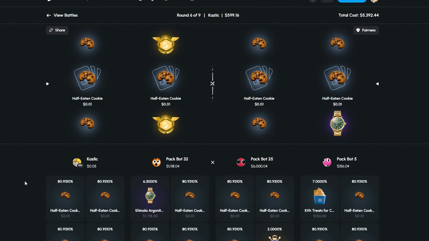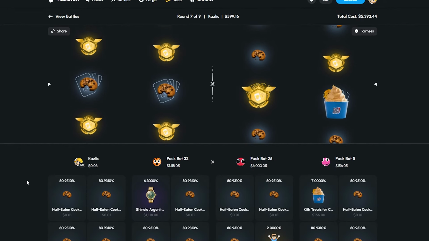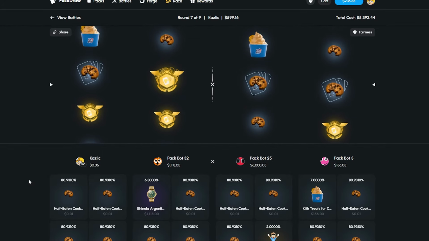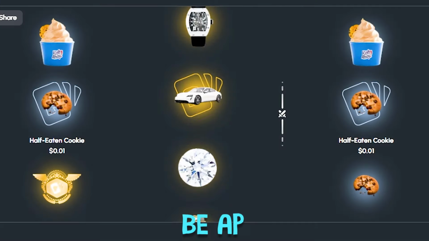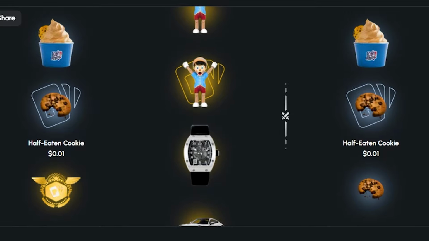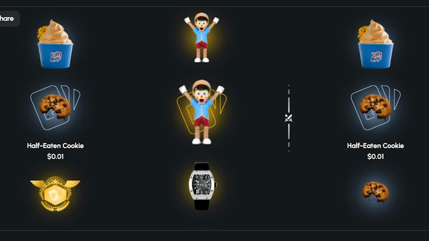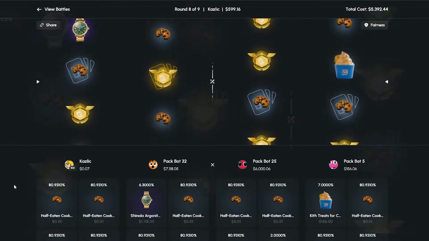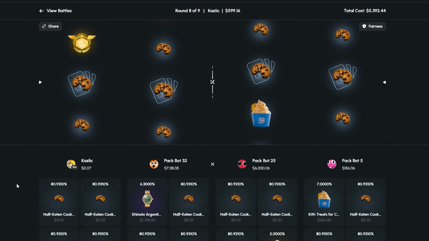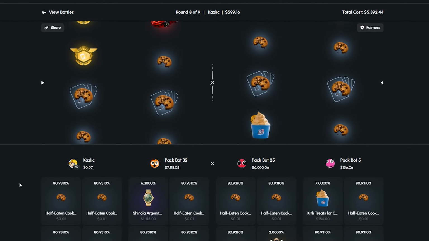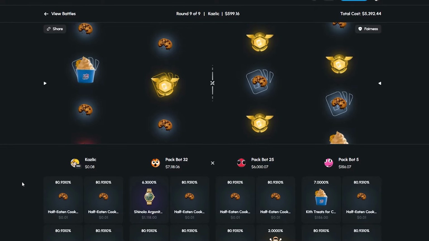Oh, the baits, man. The baits are disgusting. Okay, here we go. Please. Please be an AP or something. Okay. No AP. No Richard Mille. But we should be in the lead, right? We're barely in the lead. I need to hit a gold, to be honest. I need to nail a gold right here, or else this is going to be a bit depressing.